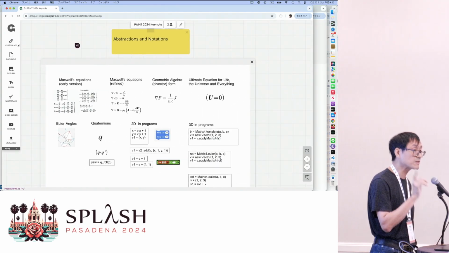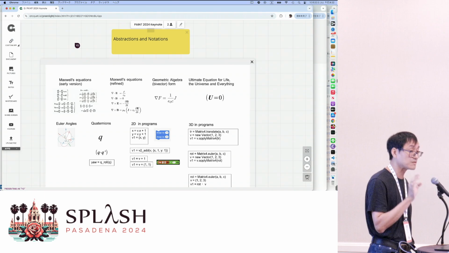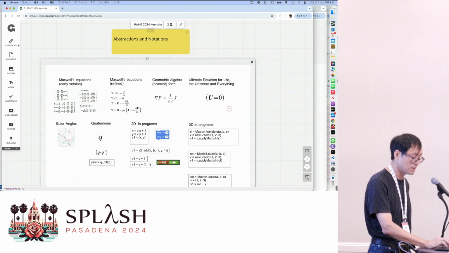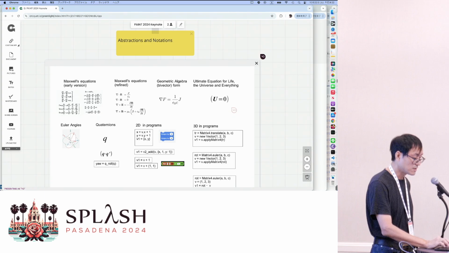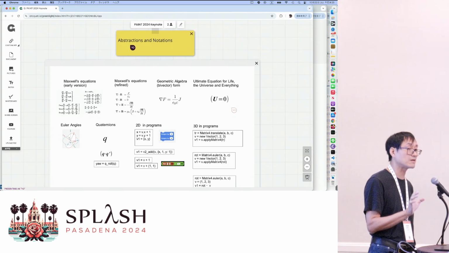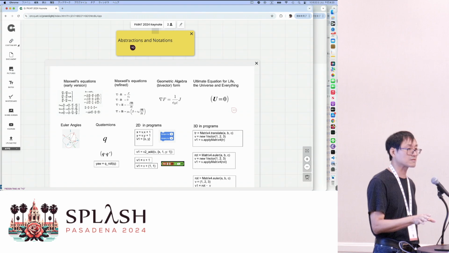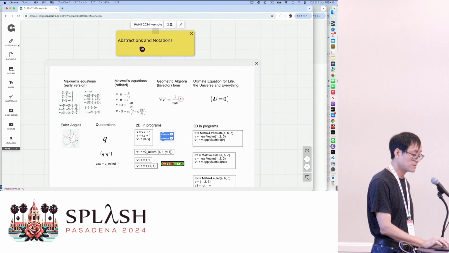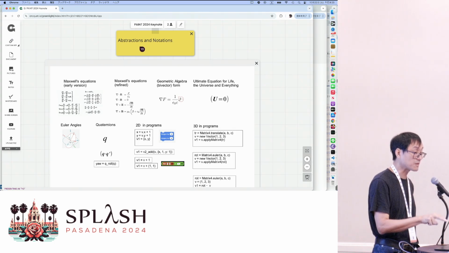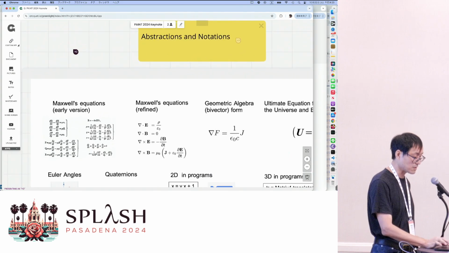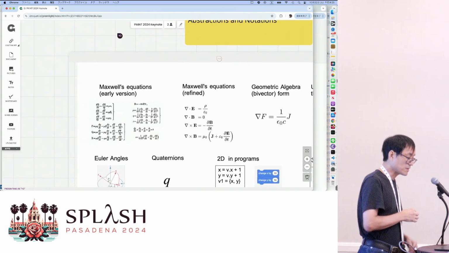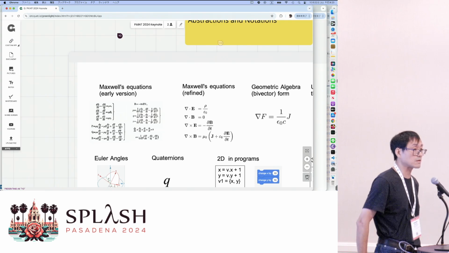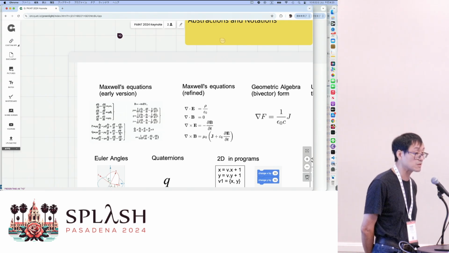But one more thing before I get into demos. When I was invited to this cryptic acronym workshop, the two words, abstractions and notation, got me thinking about this. I'm going to talk about designing abstraction and notation.